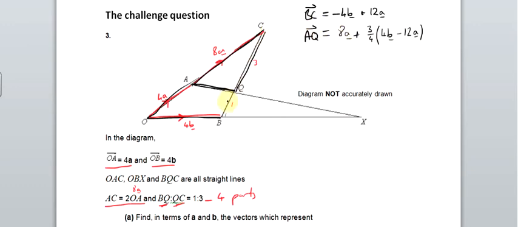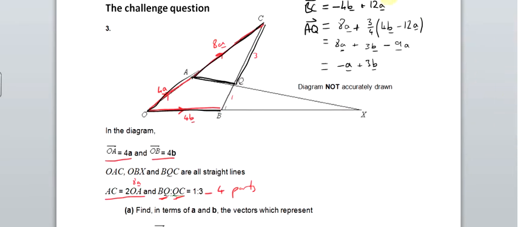So that's C to B. So I've gone up there and then down there. And I'm going to simplify this a bit, so I've got 8a plus, now 3/4 of 4 is 3, so it's going to be 3b, and then 3/4 of 12, well, that's 9, so minus 9a. That works out to be 8a minus 9a, it's minus a plus 3b. And that's our first bit there, minus a plus 3b.